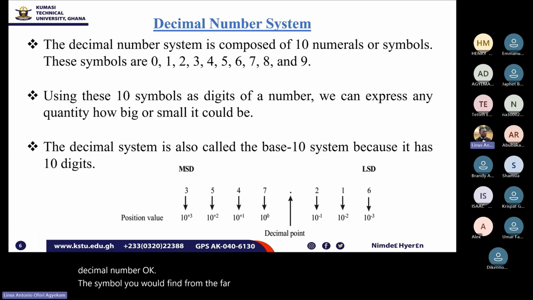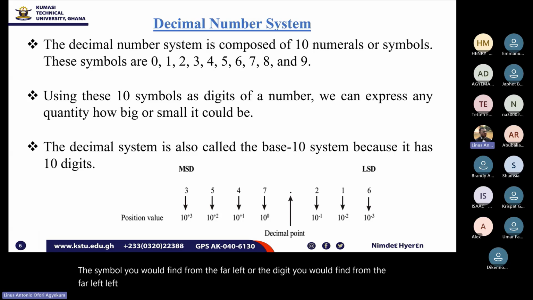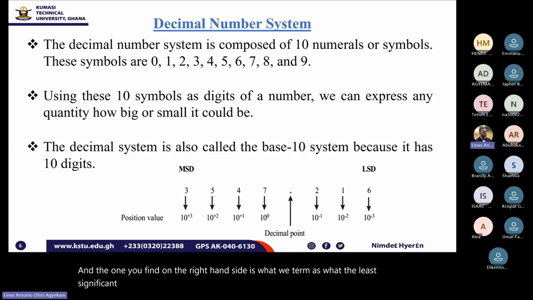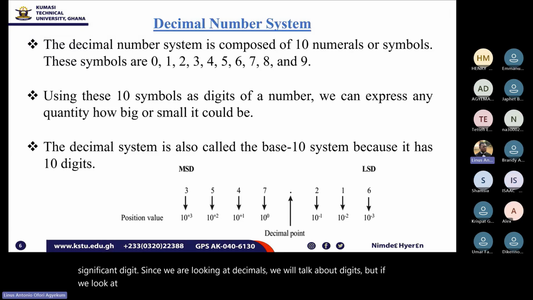Now, when you take any decimal number, the digit you would find from the far left is what we term as the MSD, that is the most significant digit. And the one you find on the right-hand side is what we term as the least significant digit. Since we are looking at decimals, we will talk about digits. But if we look at binary, we will look at it in terms of bits.